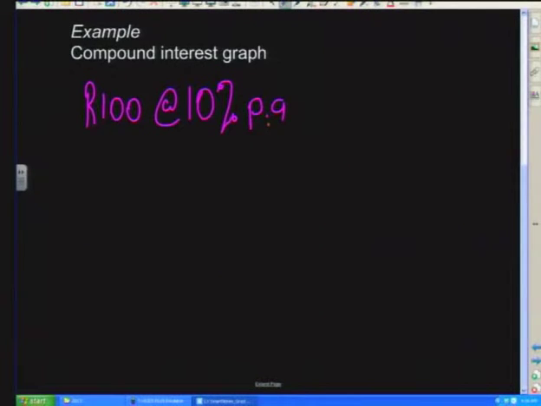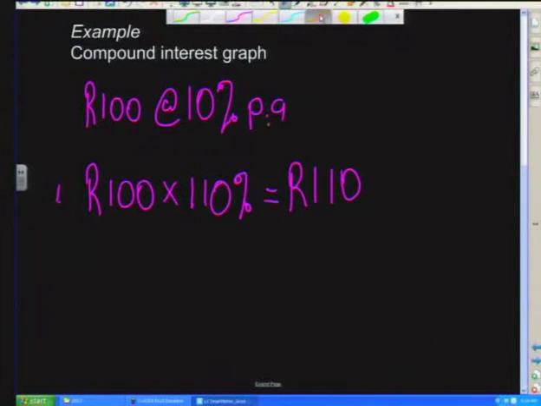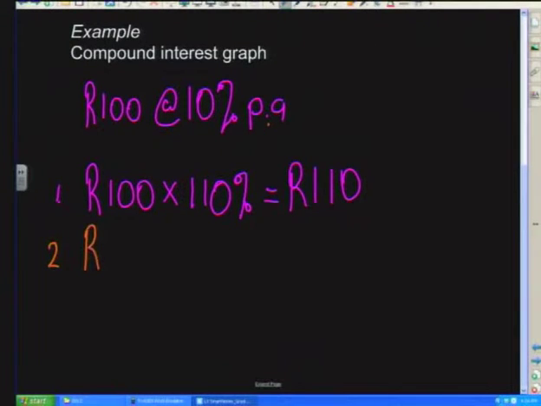Right, so what do we have? In the first year, we take 100 Rand and we times by 110%, and we end up with 110 Rand. So that's the same. So that's year 1. Right, year 2, now I can't remember what color I use, we'll just use orange. I now have 110 Rand, and again I'm going to times it by 10%.